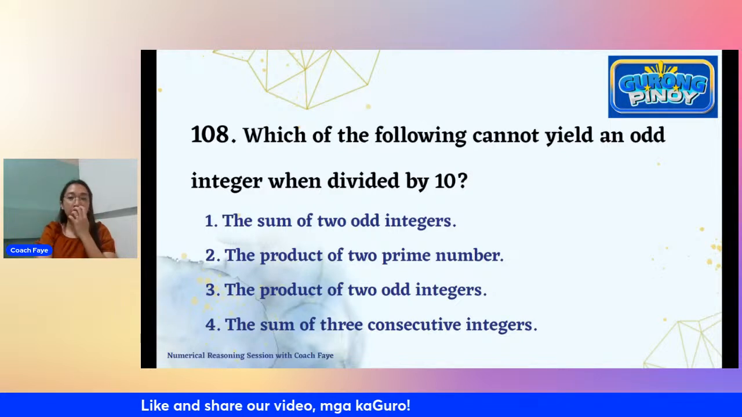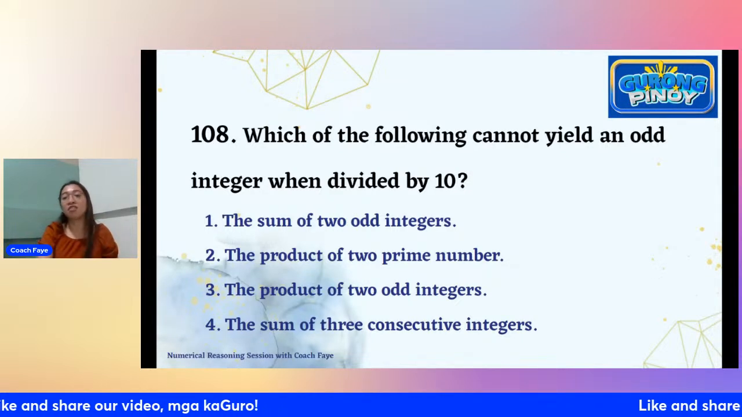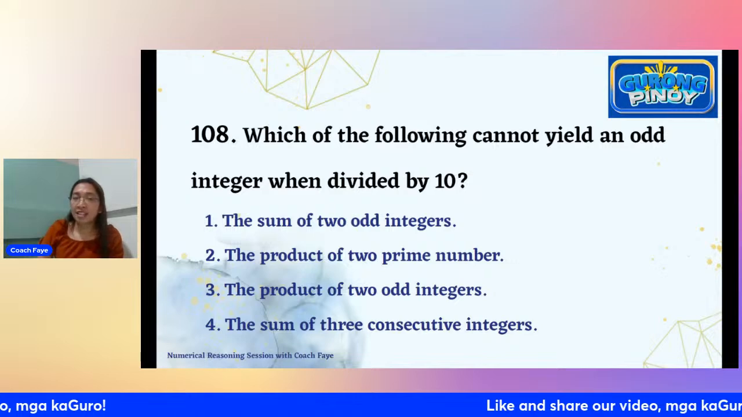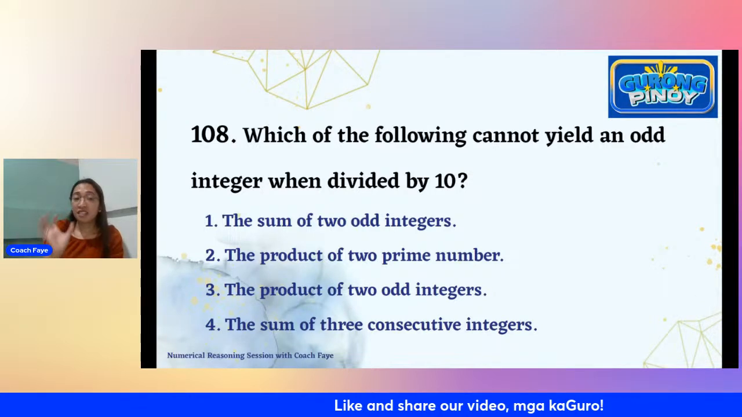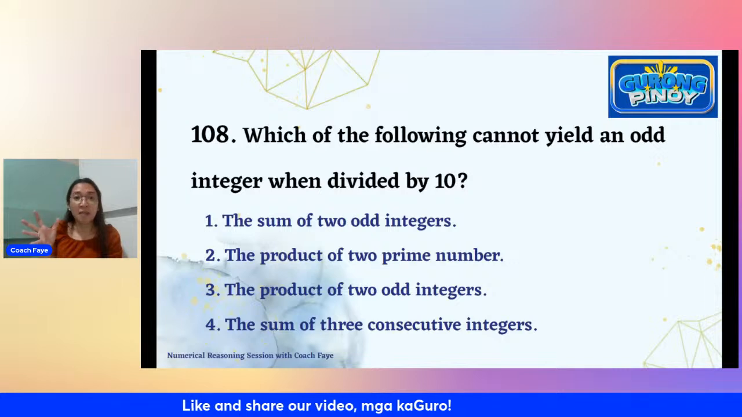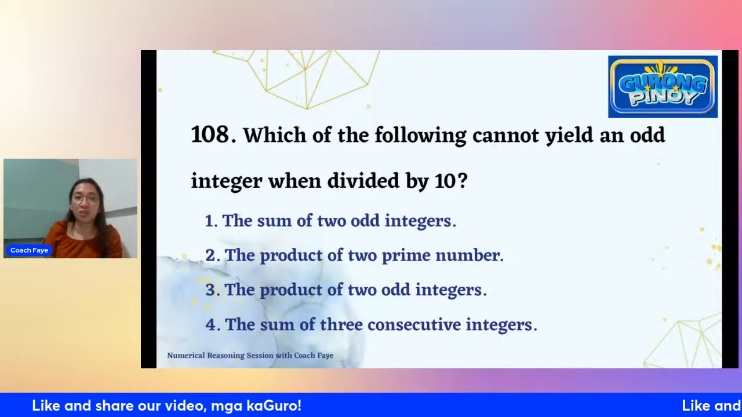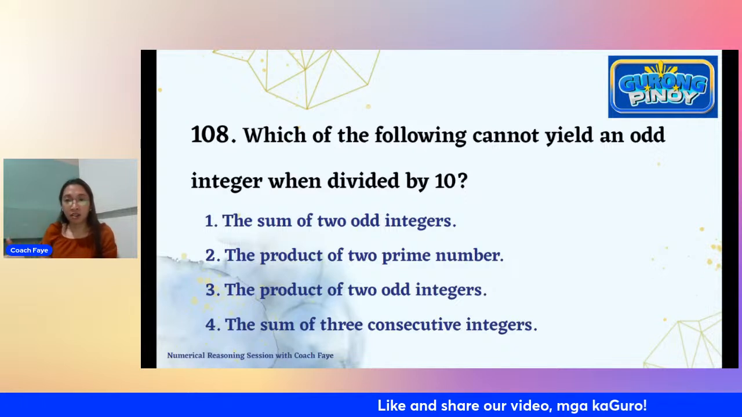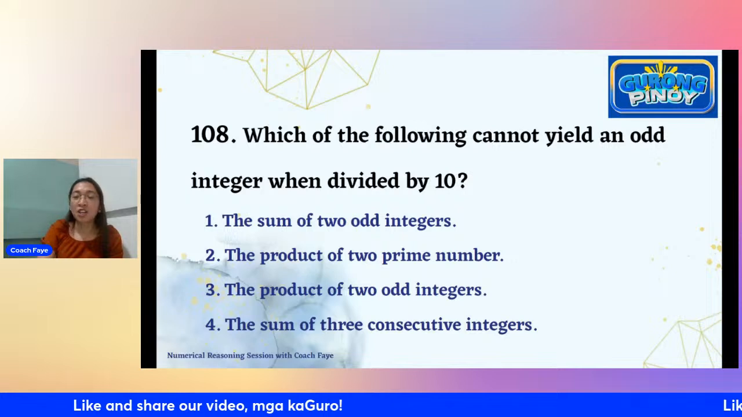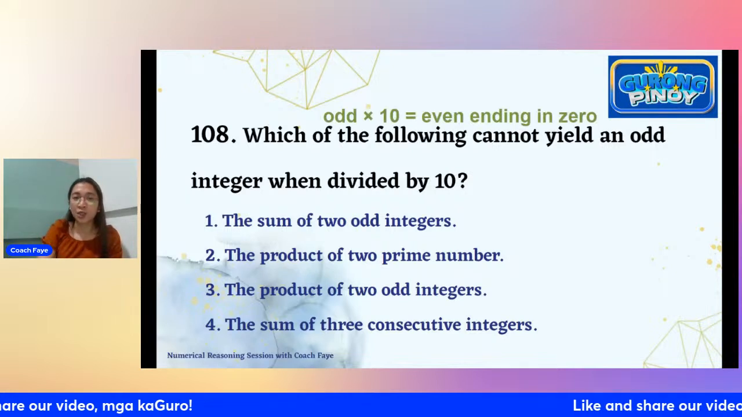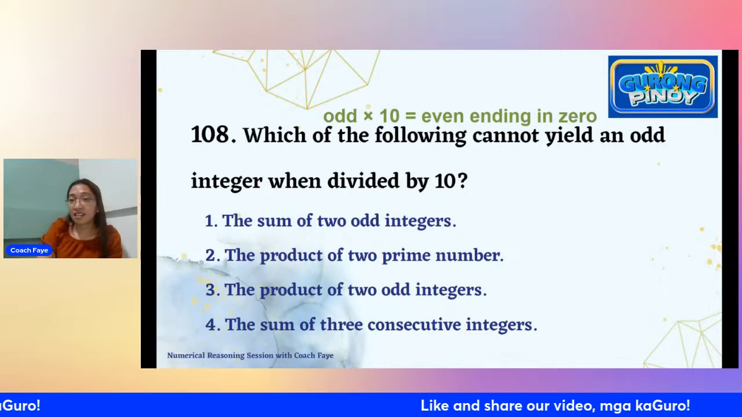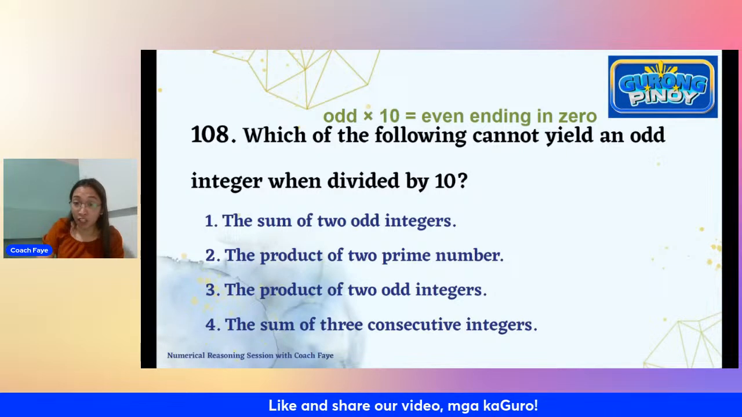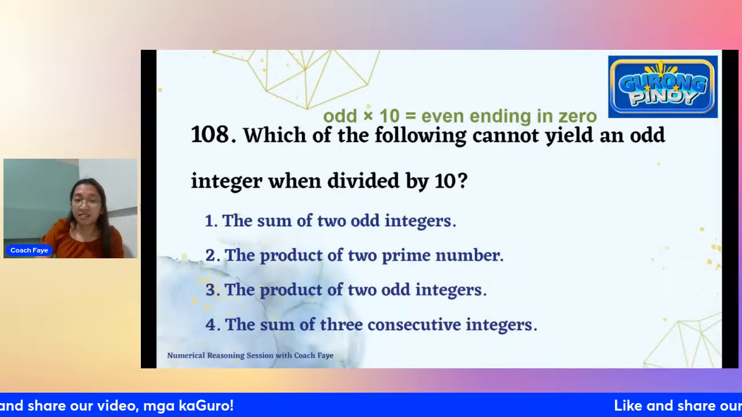So which of the following cannot yield an odd integer when divided by 10? Ano ba yung item dito? An odd integer when divided by 10. Ibig sabihin, you cannot yield that number kung mag-divide ka by 10 ng odd. So parang yung number na gusto mong hanapin actually is an odd times 10 na number. Right? Alin dito yung hindi makakakuha ng odd times 10?